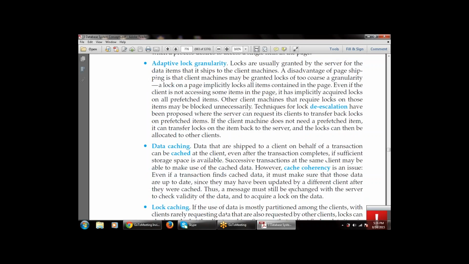And there is cache coherency. That is an issue. Even if a transaction finds cached data, it must make sure that the data are up to date. Therefore, a message must still be exchanged with the server to check that the data accessed are current and to get the data content.